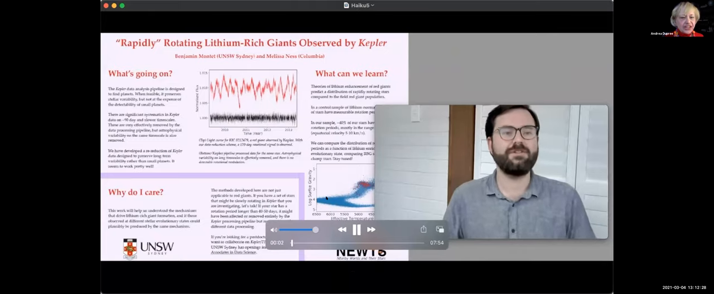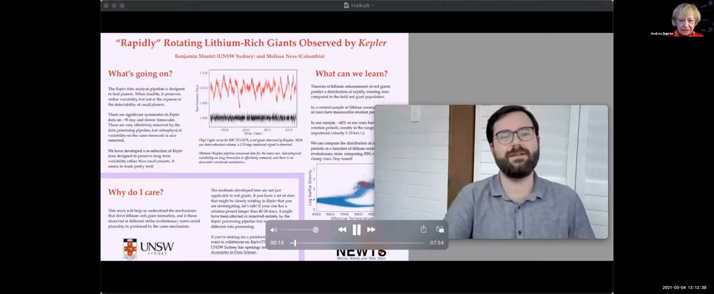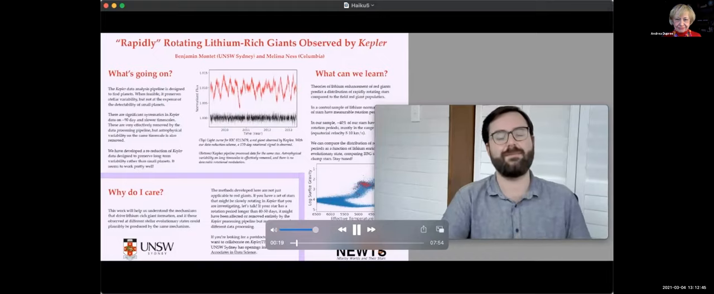The formation of lithium-rich giants has been an evolutionary puzzle for decades. Several mechanisms have been proposed to explain their existence, but it's not clear which mechanism or mechanisms are responsible. One proposed mode of lithium enhancement is rotationally induced mixing, which suggests these stars should be rapidly rotating. However, this is challenging to observe spectroscopically. The effects of macroturbulence can mask the expected signal of a few kilometers per second for evolved stars.